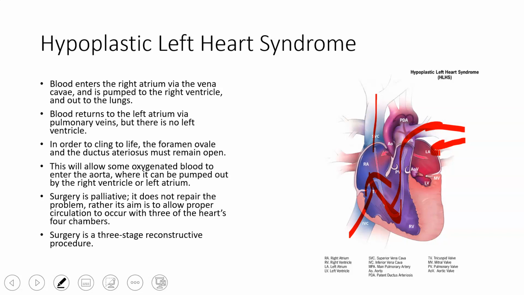The only way this baby lives at all is if that foramen ovale and that ductus arteriosus stay open. If that happens, then blood can go across, and you see the purple color that's in here. You get some mixing. Some oxygenated blood can go into the aorta. And because you've got this bypass here, the ductus arteriosus is still open, that mixed blood can go out to the body, and you get some oxygenated blood out to the body.